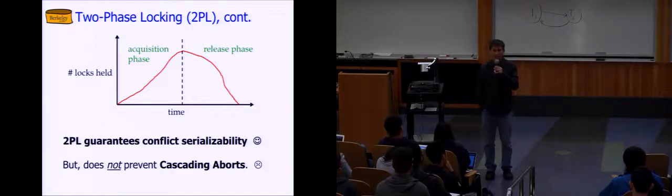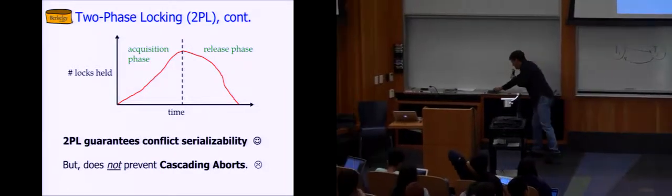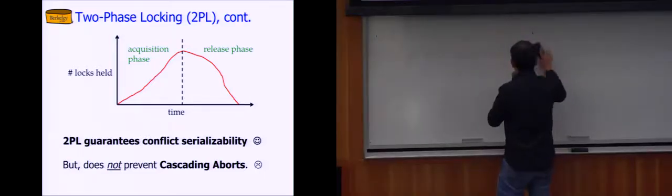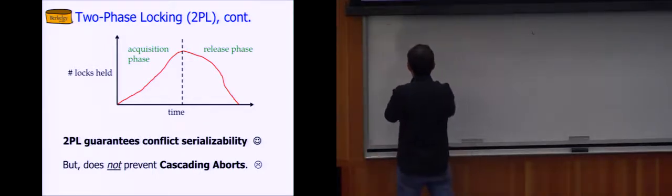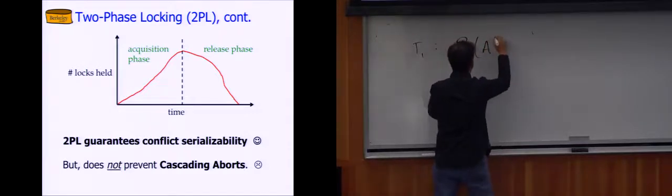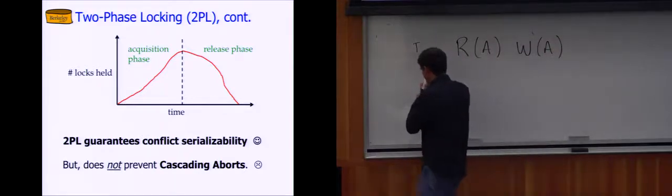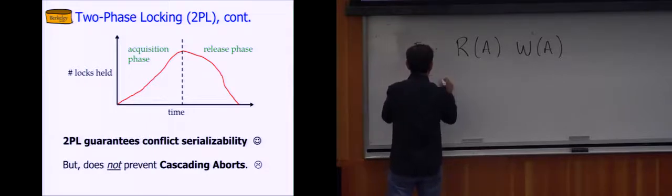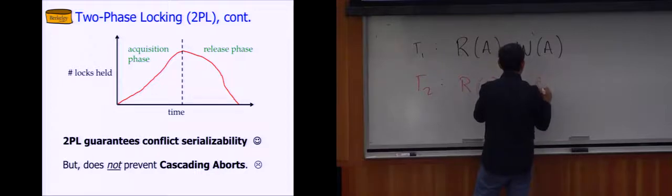Let's think about this for a second. Suppose that we have two different transactions. Let's just make this really simple. T1 wants to read A, and it wants to write A. And T2 comes along, and it wants to do the same thing. It also wants to read A, and it wants to write A.